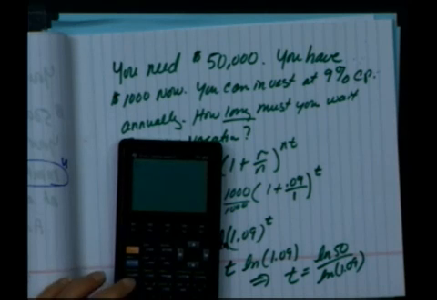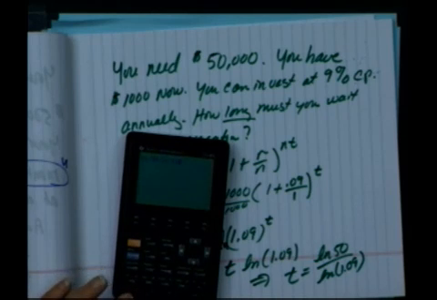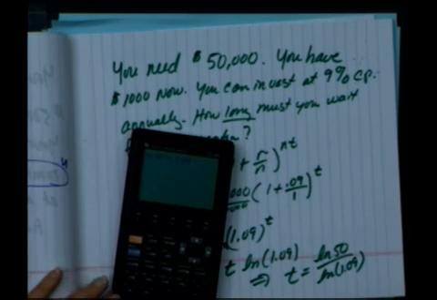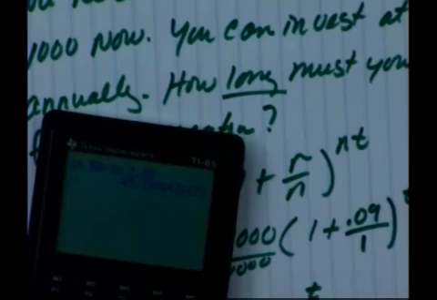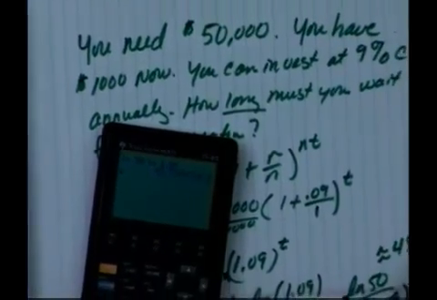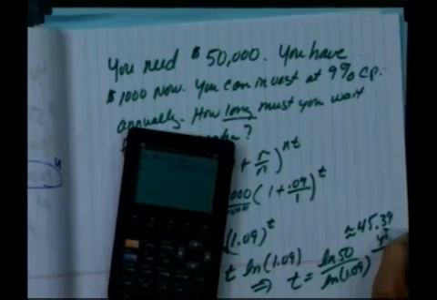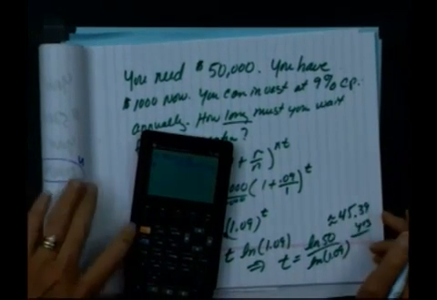Natural log of 50 divided by natural log of 1.09. This is the grand finale. How many years do you have to wait? Whoa! It's going to take approximately 45.39 years. That's 45 years, and a third of a year would be about 4 months. So it's going to take about 45 years.